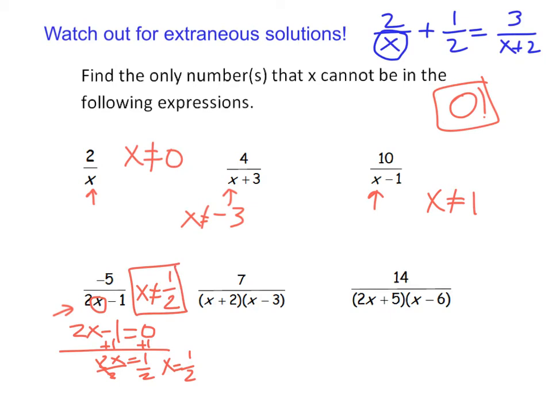If x is a half, when we solve our equation, this would be an extraneous solution because it would make the denominator 0. So why don't you go ahead and fill in what x cannot equal here, and what x cannot equal here?